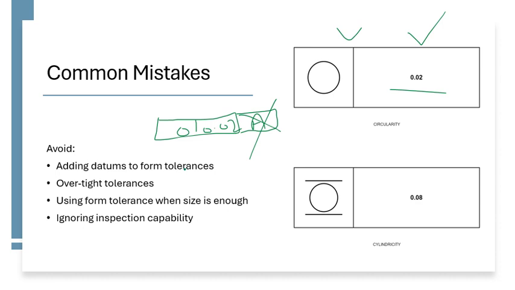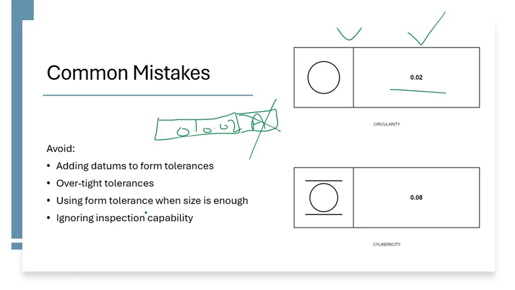This is called datum to form tolerance. Over tightening the tolerance. Do not over tighten the tolerance, okay? Just use what's given to you. Using form tolerance when size is enough.